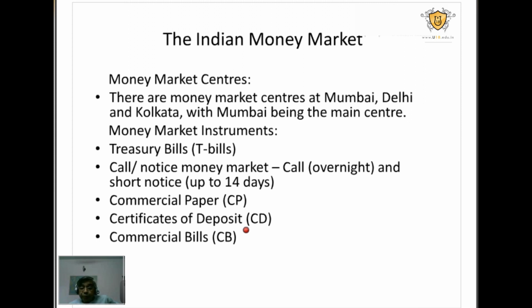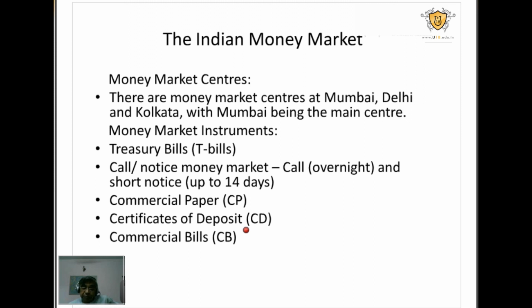The difference between commercial paper and commercial bill is that commercial bills are used as collateral. Collateral means as a security in order to borrow money in the short-term market. So commercial bills of a company which are held by banks can be used as security to borrow and lend. But the main way, of course, that short-term funds are raised directly by companies is commercial paper, and certificates of deposit are raised by banks.